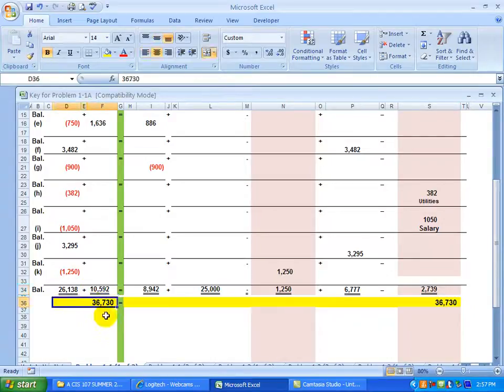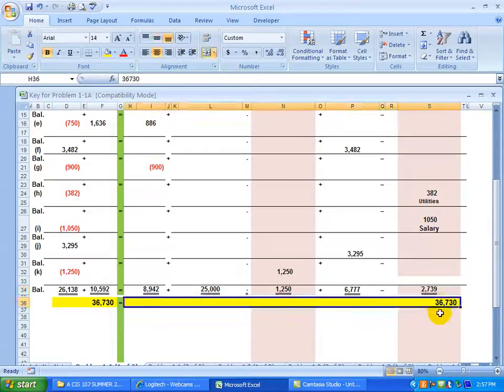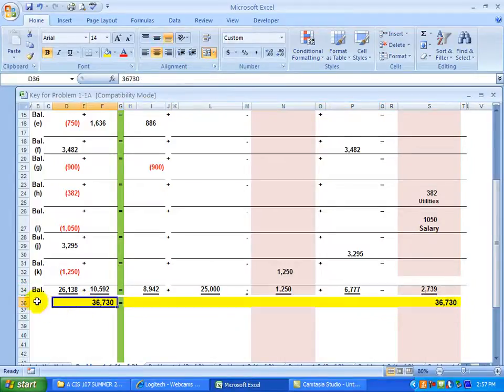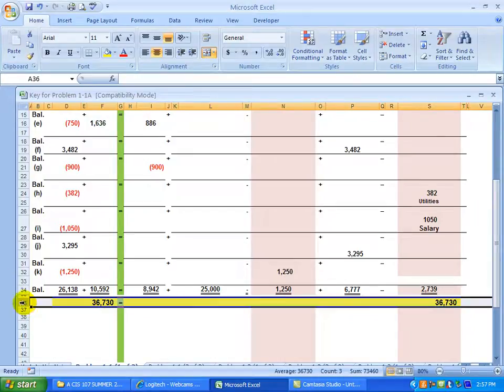Now, to show the equality of our transaction, we would take both of our asset totals, add them together, which equals $36,730. On the right side, we're going to take liabilities plus capital minus drawing plus revenue minus expenses. And the number you hope to get is $36,730, because these two bottom totals should always equal each other.